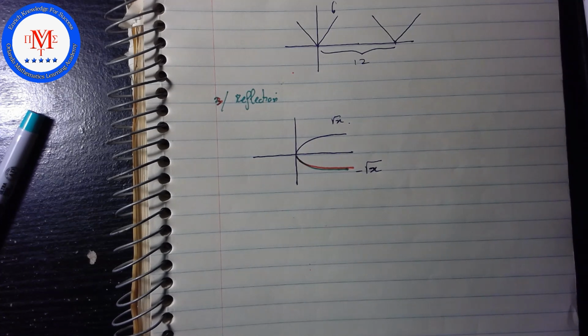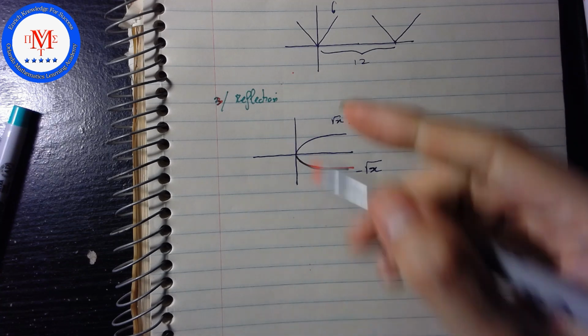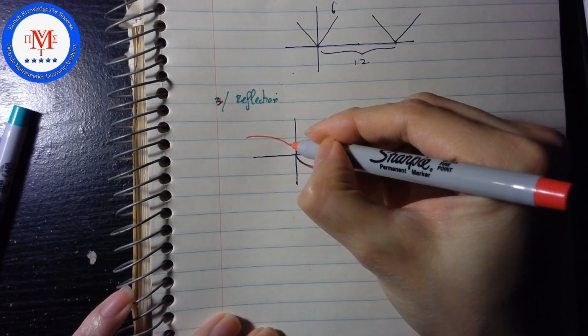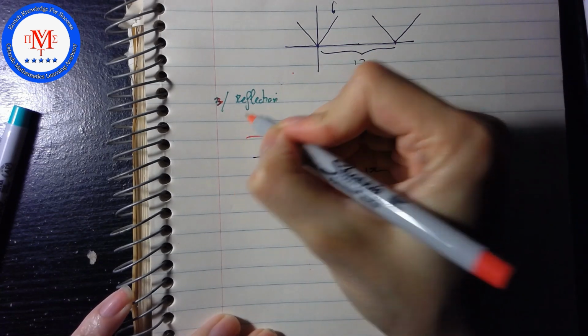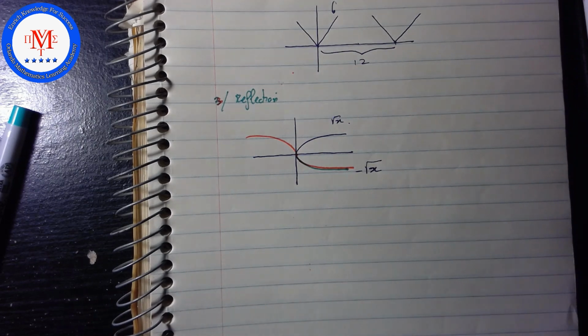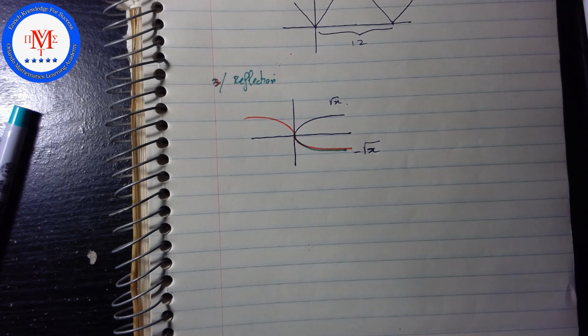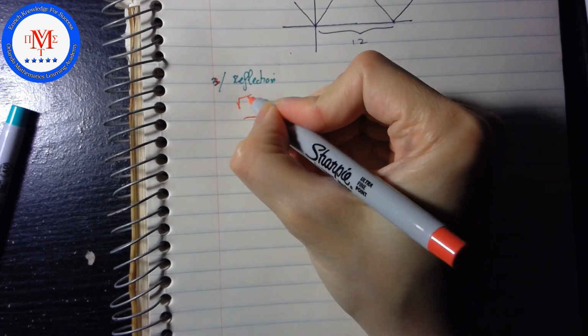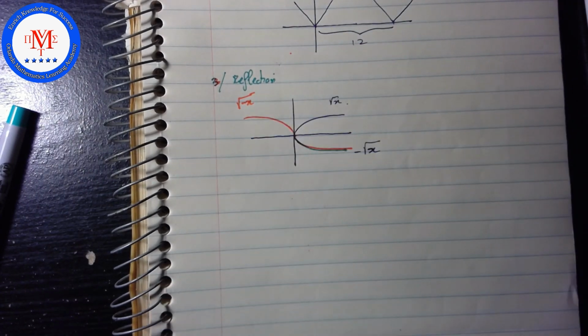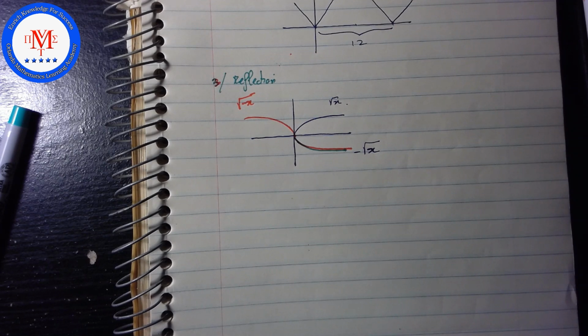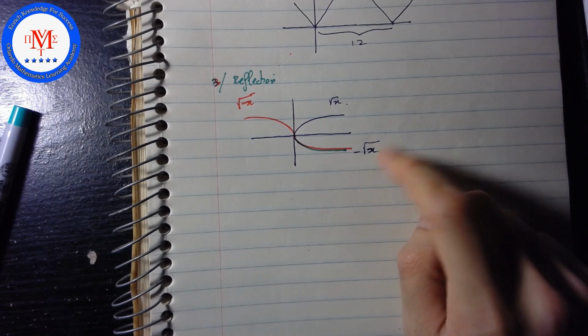Or I can make it reflected about the y-axis. I may have something like this. So what did I do? I just applied the negative sign to the radicand of the radical. So the new function is like that. It becomes square root of negative x. I apply the negative sign to the argument.